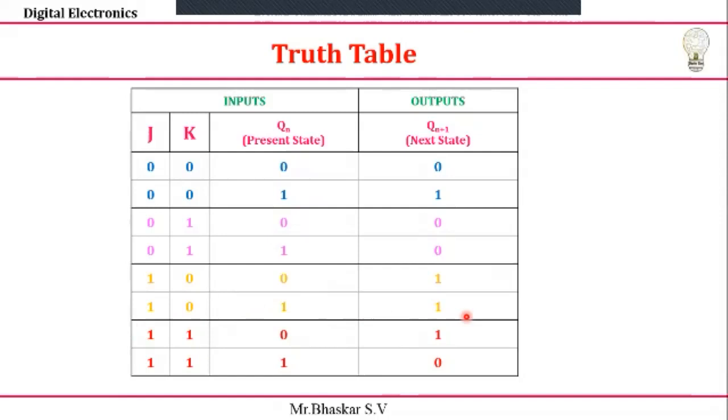Extra part: what is the difference between your SR flip-flop and JK flip-flop? This is the only difference here. You can see that if my JK value is 1 1, then when the present state Qn is 0, the next state becomes 1, and when the present state is 1, the next state becomes 0. So it is a toggling condition.